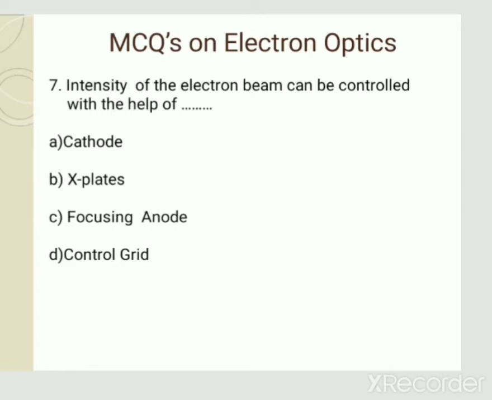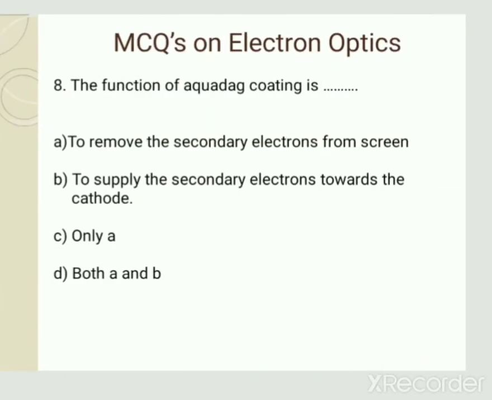So in CRO, we can control the intensity of the electron beam with the help of the control grid. We can control its intensity by placing the control grid at higher potential or lower potential. So the correct answer is option D.